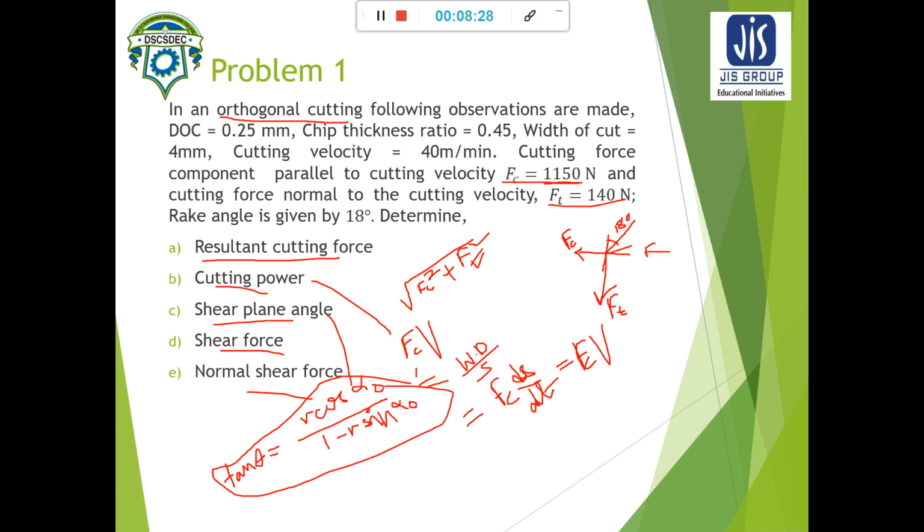This is our shear plane angle. Now for shear force and normal force determination, we need to do it from the Merchant circle diagram, and from the Merchant circle diagram we know the formula for shear force and normal force. We have just put the formula, and by that we can easily get this value. So let's see how the values are coming and what method we are using.